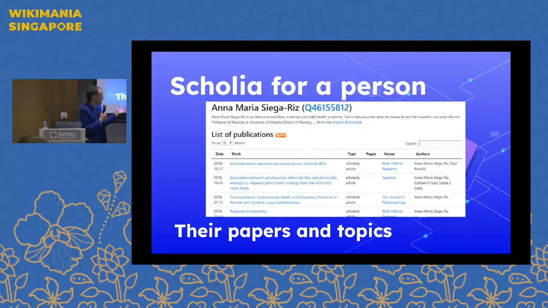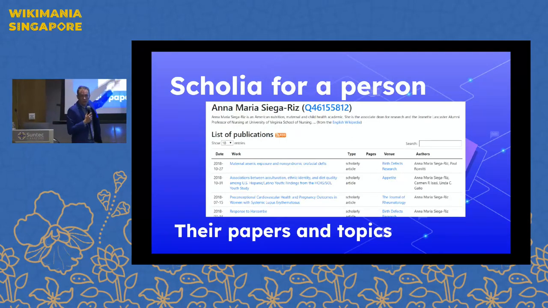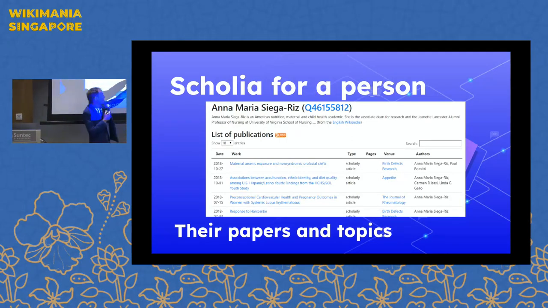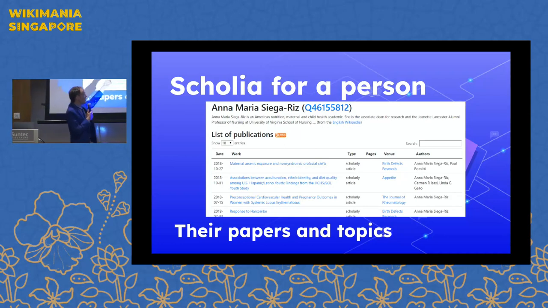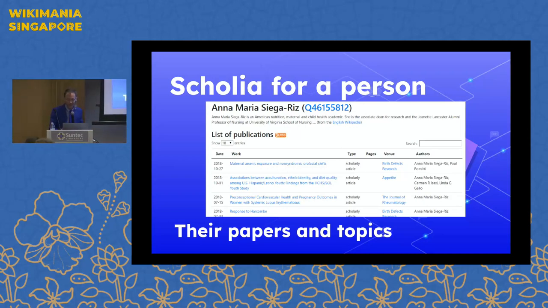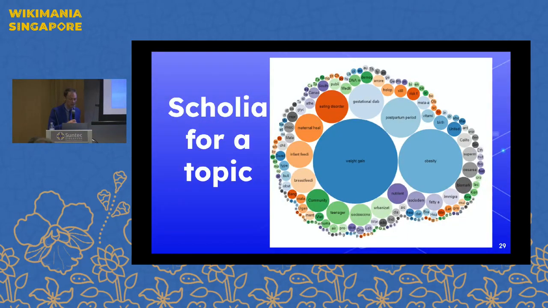Then, if you know the people at a university, get a list of their papers, and then tag those with the kind of topics that they research. And in this case, I've got an example of someone who's researching medical topics. And so you can see what kinds of journals they're publishing in, get more access to the insight into the kind of things that they publish.